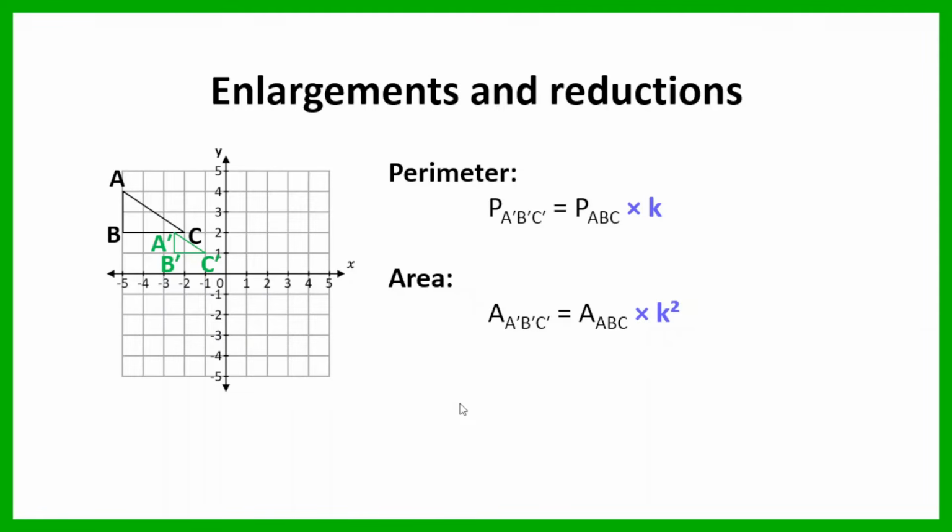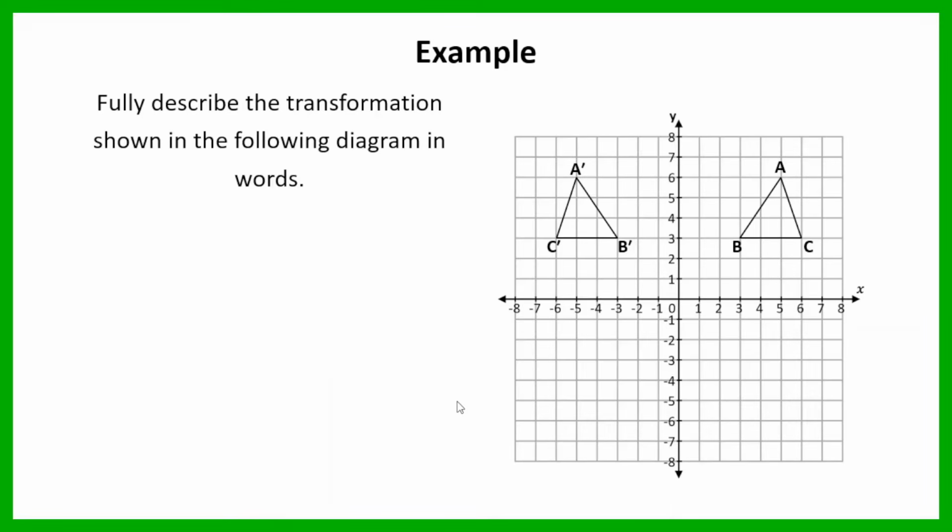Okay, now let's have a look at an example. Now in this example over here, you have been given a transformation that has been represented in the diagram, and we need to fully describe this transformation in words. Okay, now when you describe a transformation, you need to say what type of transformation it is, and you also need to give more details about the transformation depending on what type of transformation it is.